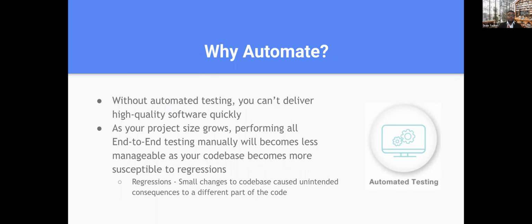So since any part of the application can technically interact with any other part, even the smallest change to a code base can cause unintended consequences to a seemingly unrelated part. And software applications are susceptible to regressions. So there's really no way to have the bare minimum of confidence in the quality of your app unless you completely test it after each and every change. Doing this manually would be an impossible task.